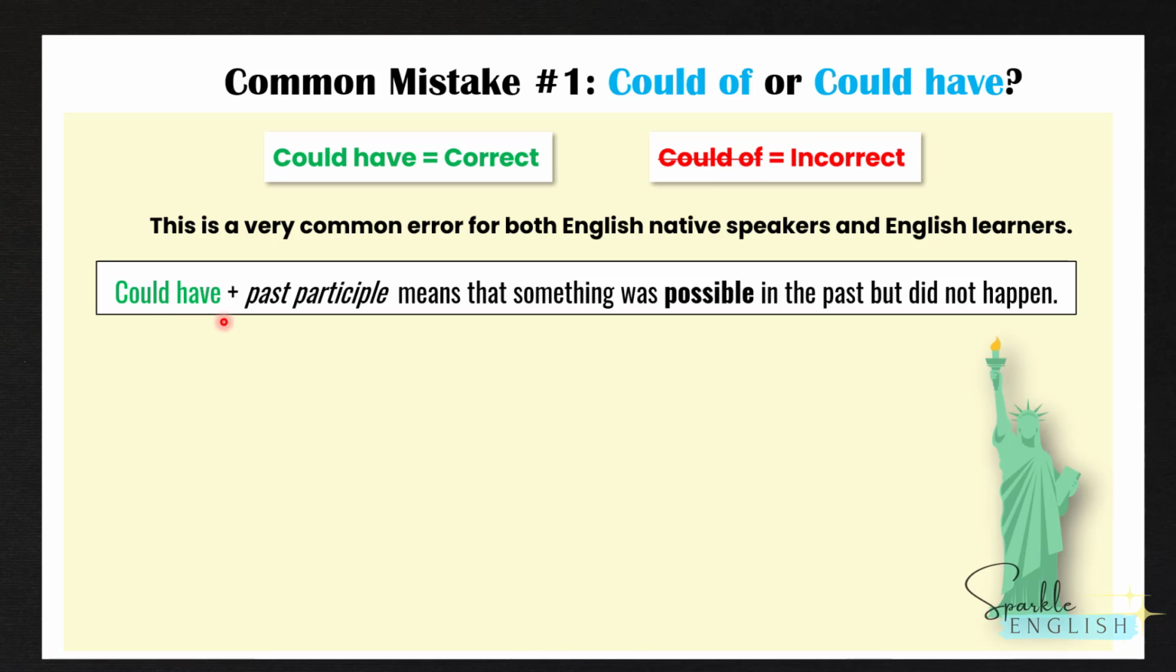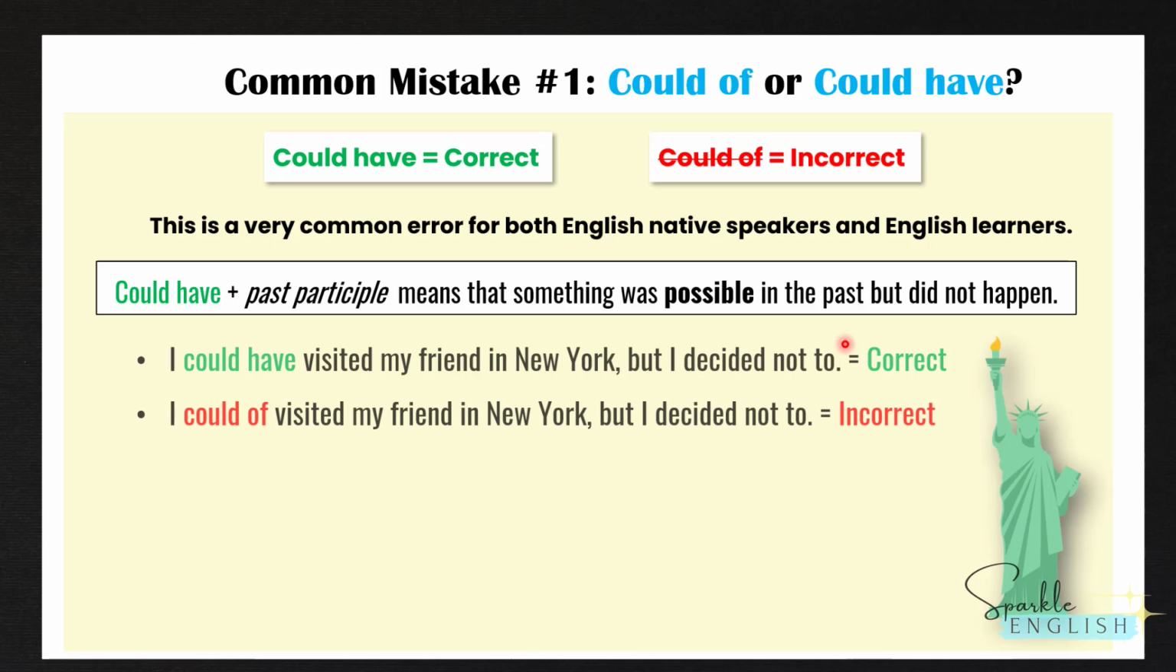Could have plus a past participle means that something was possible in the past but did not happen. For example, I could have visited my friend in New York, but I decided not to. So it was possible that I go to New York, but I didn't. If you write it like this, I could of visited my friend, that's incorrect. You have to write could have.